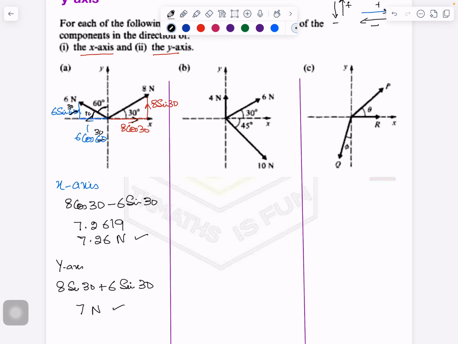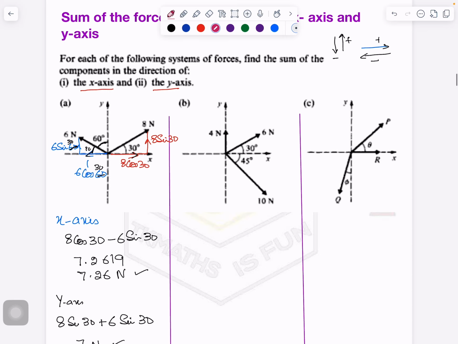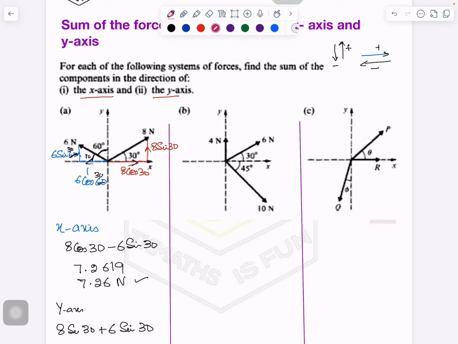Now for part B, first of all we will resolve and remember the signs. So for 6 Newton, if I resolve it, from this point it is right hand side and then up. Whereas for the 10 Newton, it is right hand side and downward, right? So now along x-axis, if I see, this red one will be 6 cos 30 and the blue one is also in the right hand side direction. So it will be 10 cos 45.